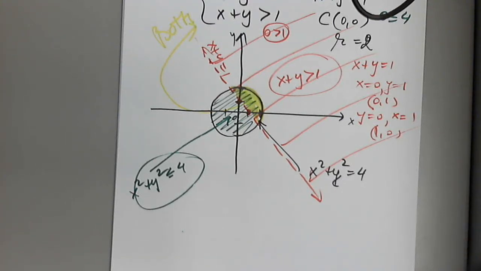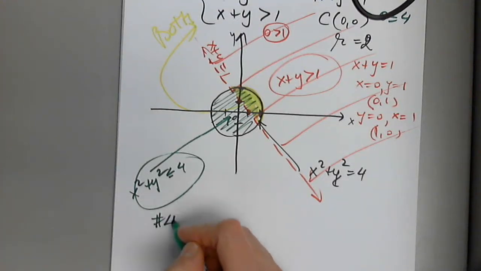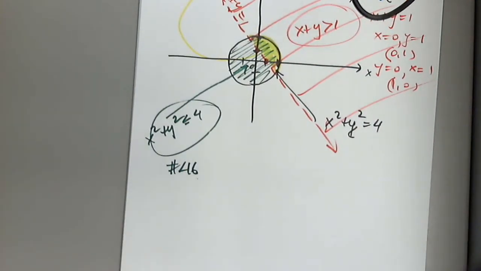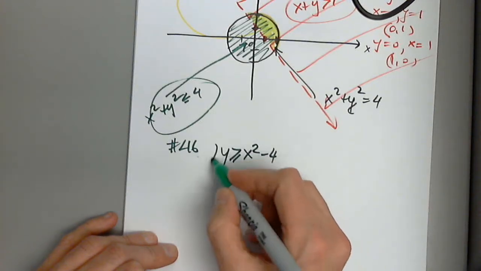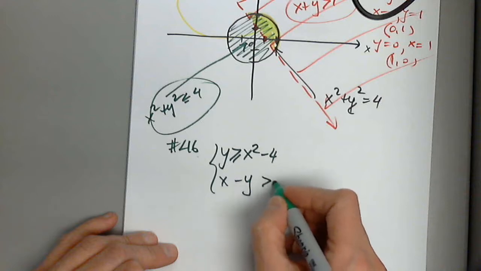Let's look at one more that is nonlinear. Let's look at 46. And now if you ask, why do we do this? It's for linear programming. However, we removed linear programming from the course. Don't ask me why. Okay, 46. y greater than or equal to x squared minus 4, and x minus y greater than or equal to 2.